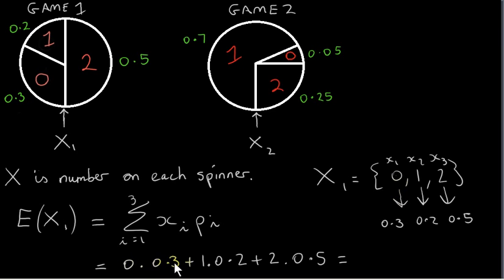So we get 0 times 0.3, which is 0, plus 1 times 0.2, which is 0.2, plus 2 times 0.5, which is 1. So we have 0.2 plus 1, which is 1.2.